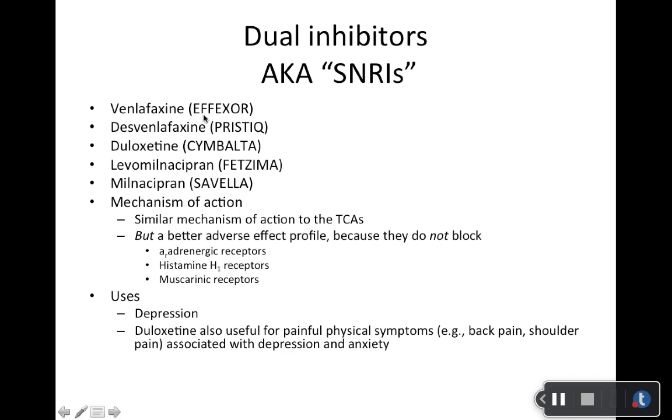We have the list here, brand names out here on the right. The newest ones are here. These two last ones are the newest ones. Mechanism of action is similar to the TCAs. However, they have much better adverse effects relative to the TCAs. They can be used for depression. And duloxetine, which is Cymbalta, is interesting because it can also help with pain. So you will see your pain patients on it potentially, especially those pain patients who have depression and anxiety.